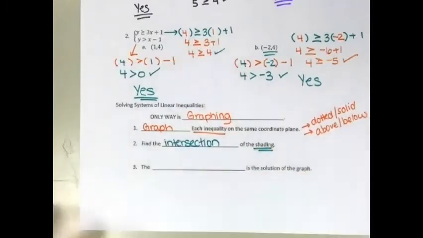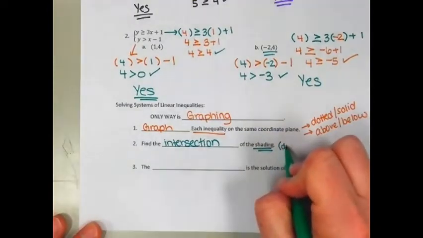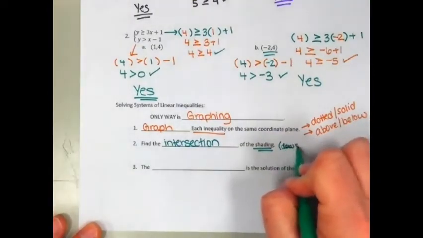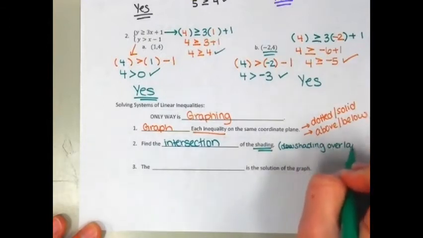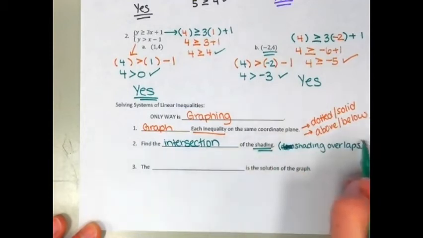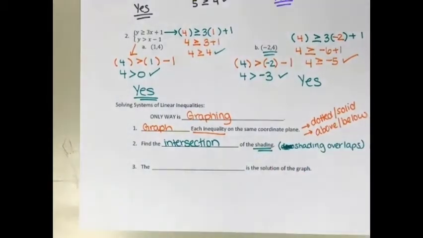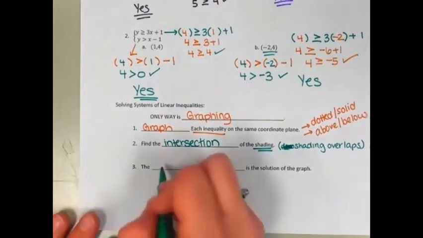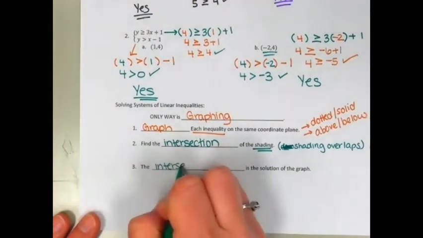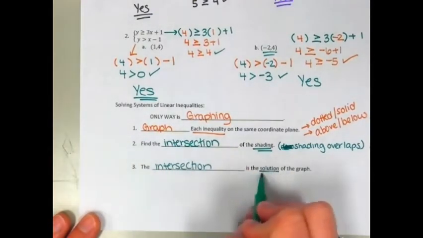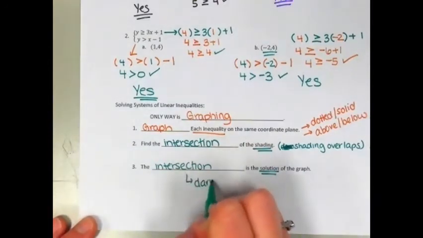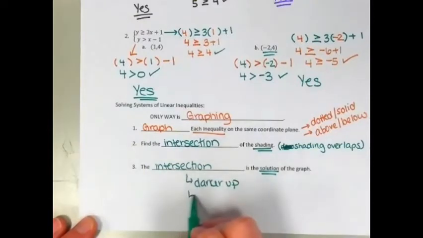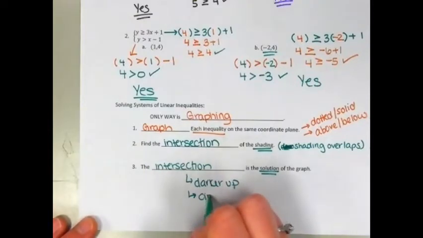The intersection of the shading means where you have the double shading, where they overlap. Shading overlaps. Guess what? That intersection is the solution to that. So either darken it up, or you can circle it, something, and I'll show you how.